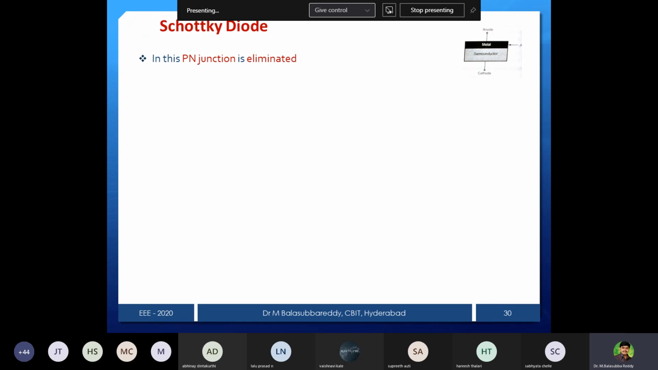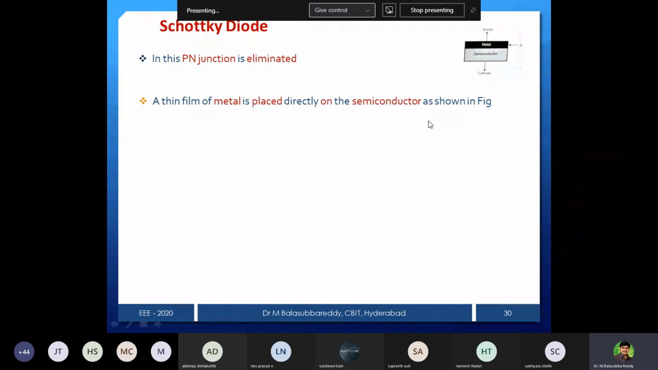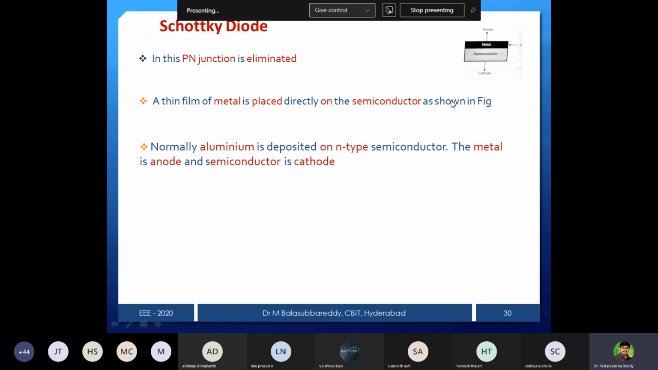If two materials, a P layer and an N layer, are joined, they form a PN junction. Now here the PN junction is eliminated directly. A thin film of metal is placed directly on the semiconductor. You can see that just metal is placed on it, which removes the junction. Normally aluminum is deposited on an N-type semiconductor. The metal is the anode and the semiconductor is the cathode.